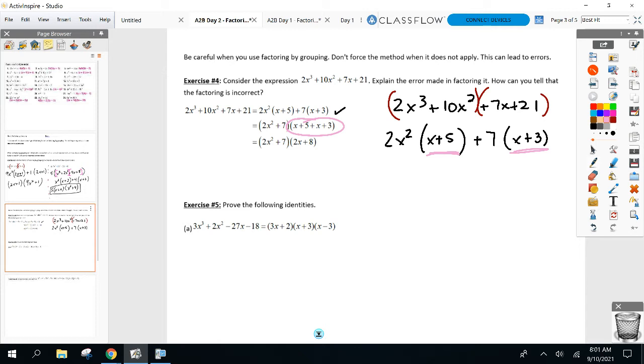So the problem here is right here, there's no GCF to take out. All right, no GCF. Did everyone see that? Okay, there's no GCF. You can't put them together. They have to be the same for you to do grouping.